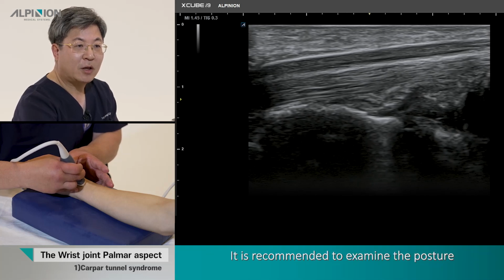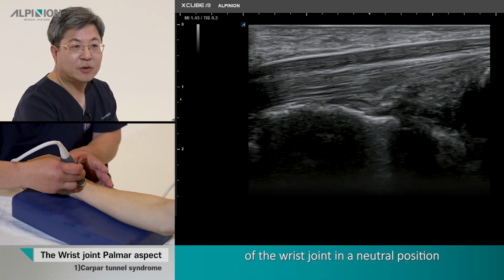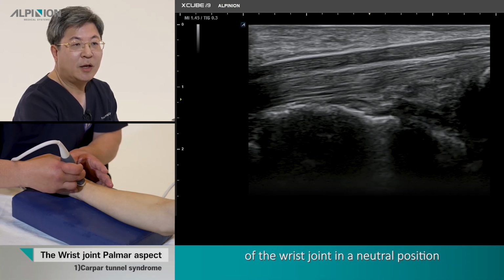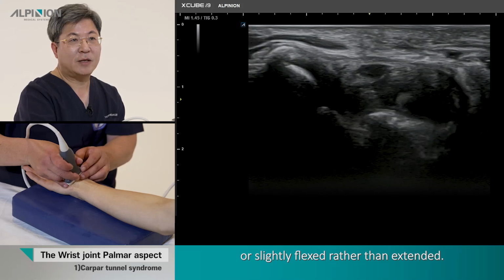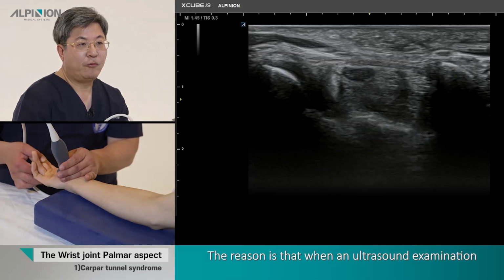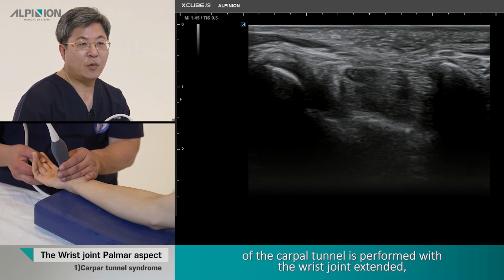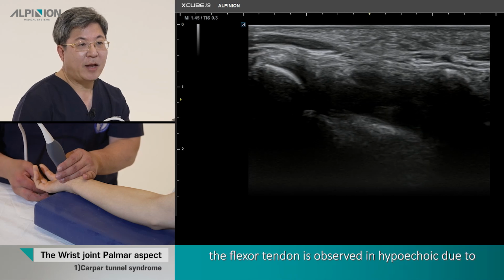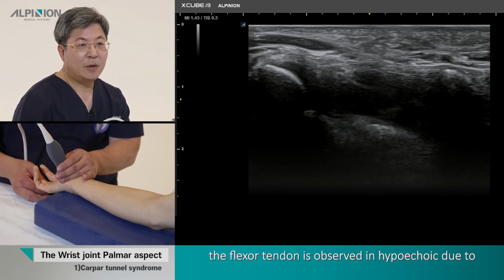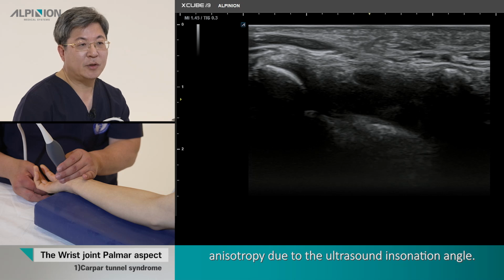It is recommended to examine the wrist joint in the neutral position and then slightly flexed rather than extended. The reason is that when an ultrasound examination of the carpal tunnel is performed with the wrist joint extended, the flexor tendon is observed as hypoechoic due to anisotropy, due to the ultrasound insonation angle.